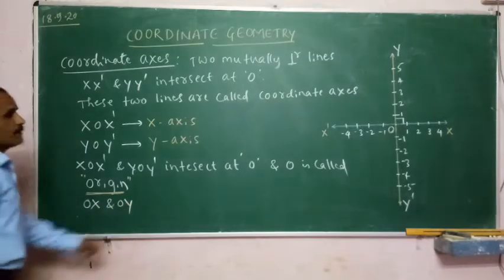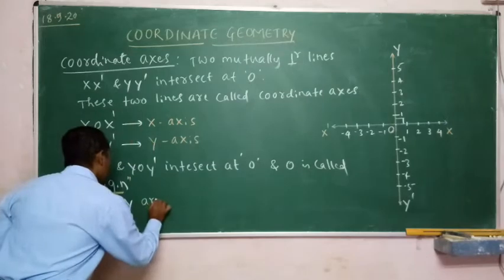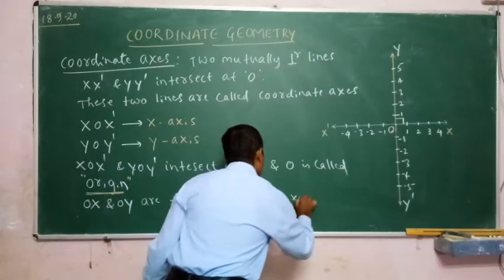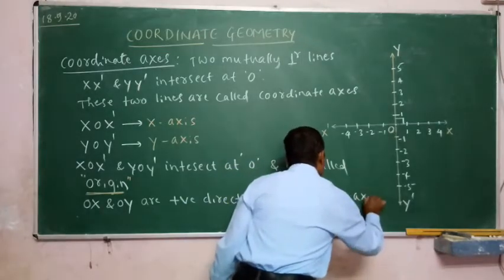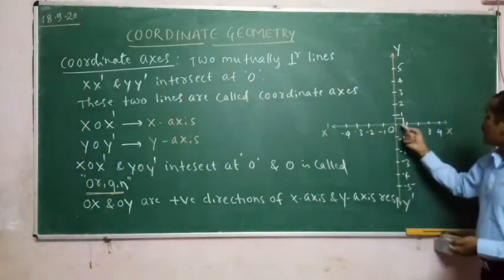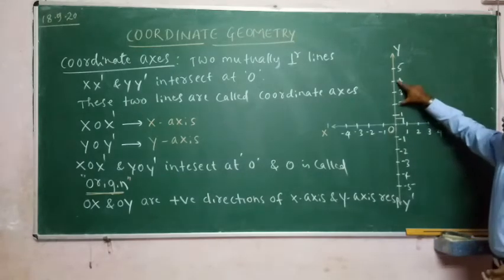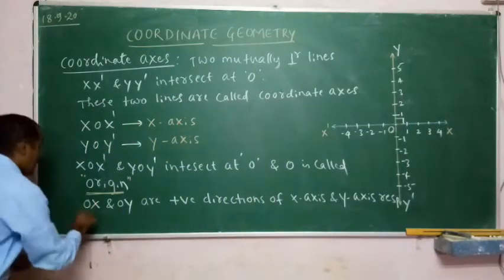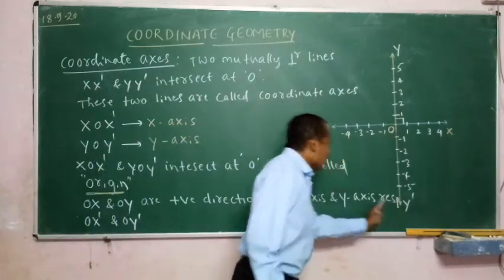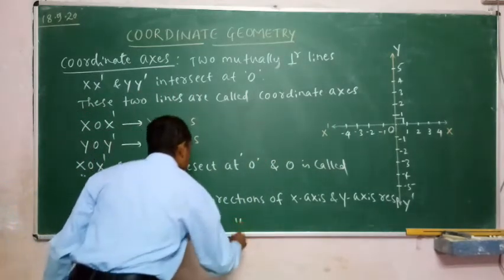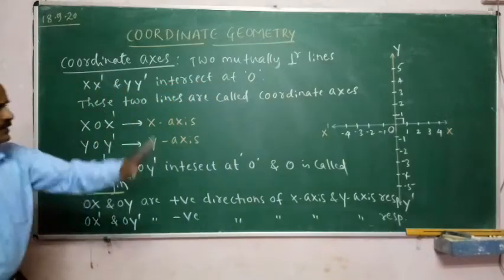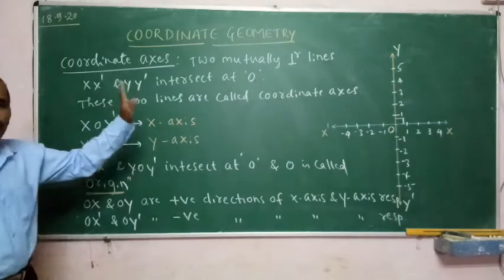OX and OY are the positive directions of x-axis and y-axis respectively. And OX dash and OY dash are negative directions of x-axis and y-axis respectively. This is a small introduction for you. We will learn more.